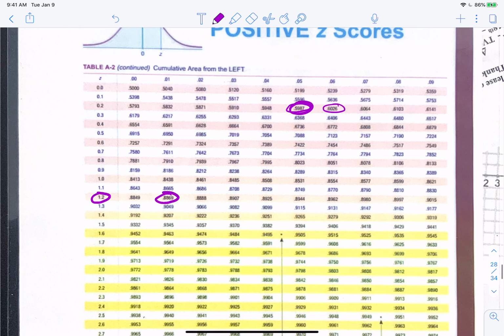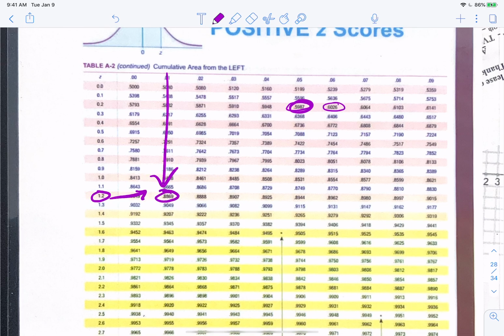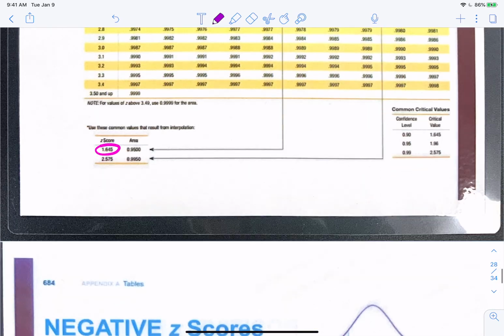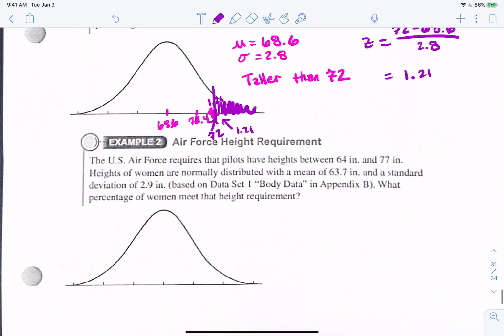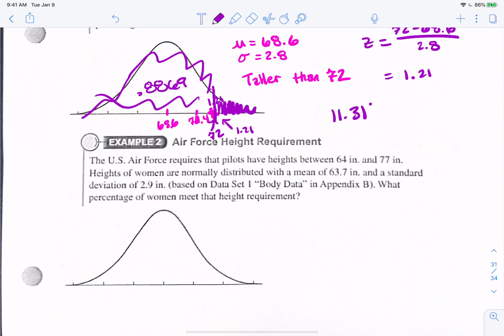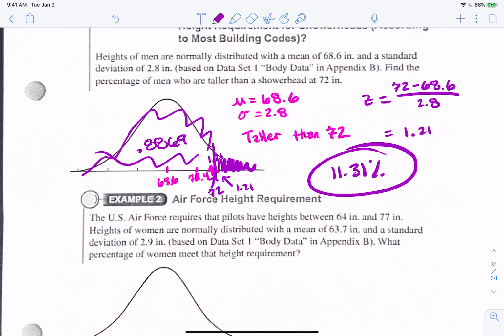1.21 is the first column right here. We're doing this one and this one. 0.8869. Okay? All right, so 0.8869 is this percentage from here on back. Now I have to subtract that from 100%, which is 11.31%. Does my shaded region look like it's 11.31%? Probably, right? So 11.31% is approximately how many people are taller than 72 inches. Good?